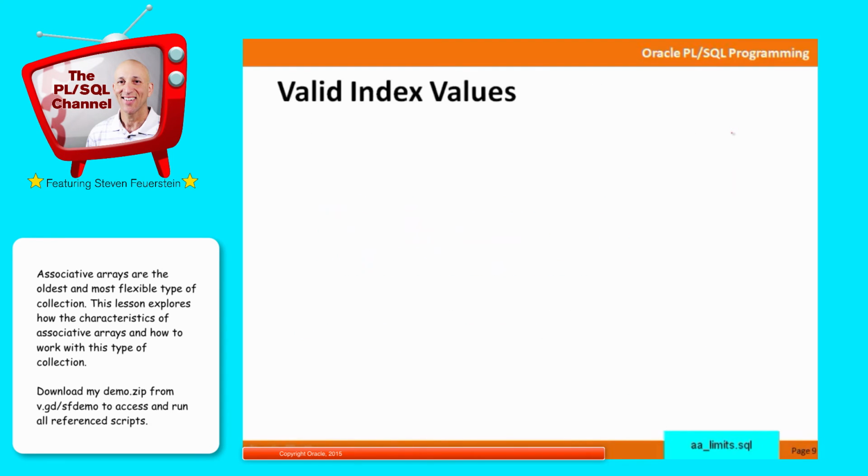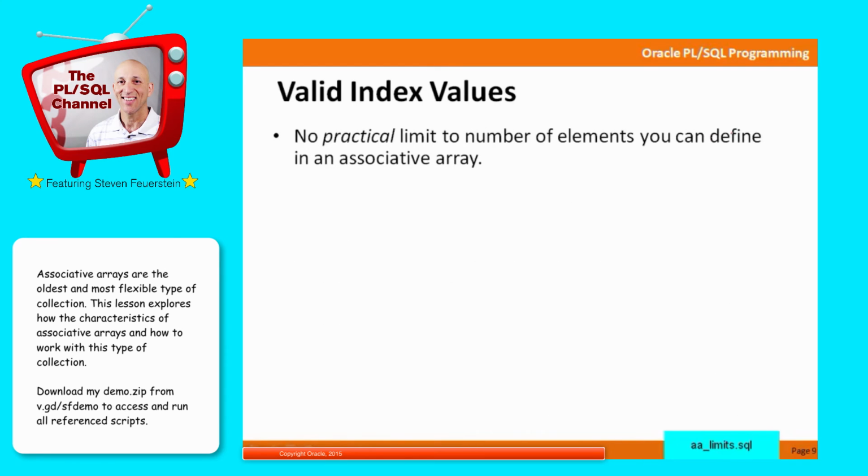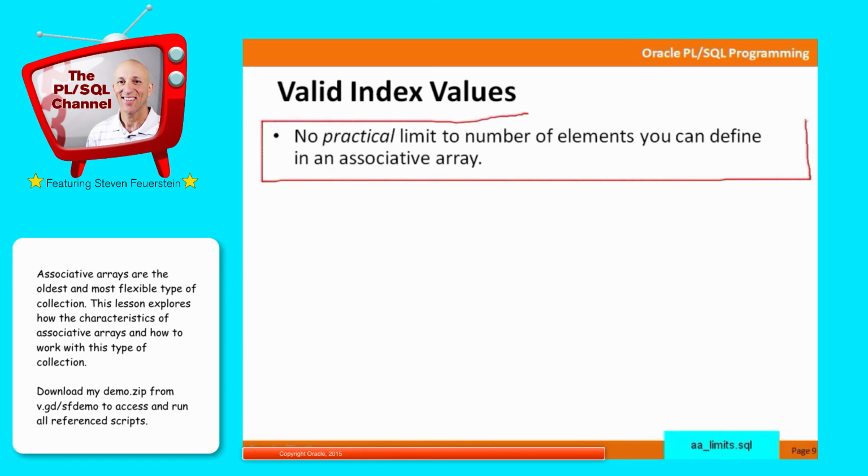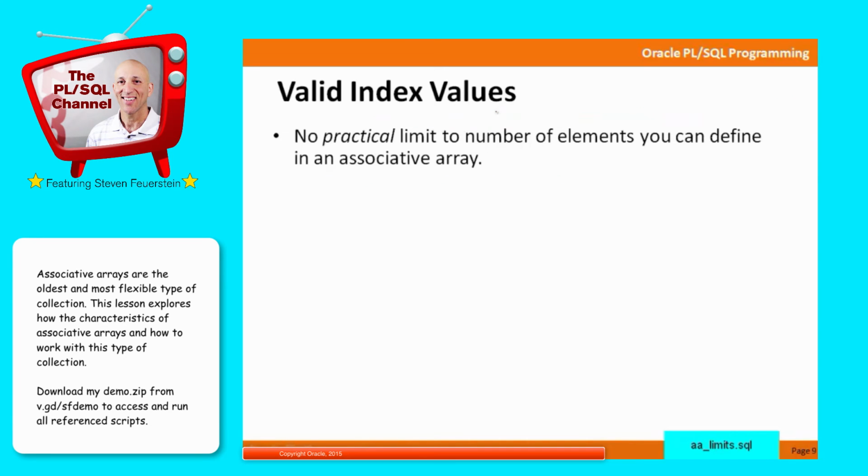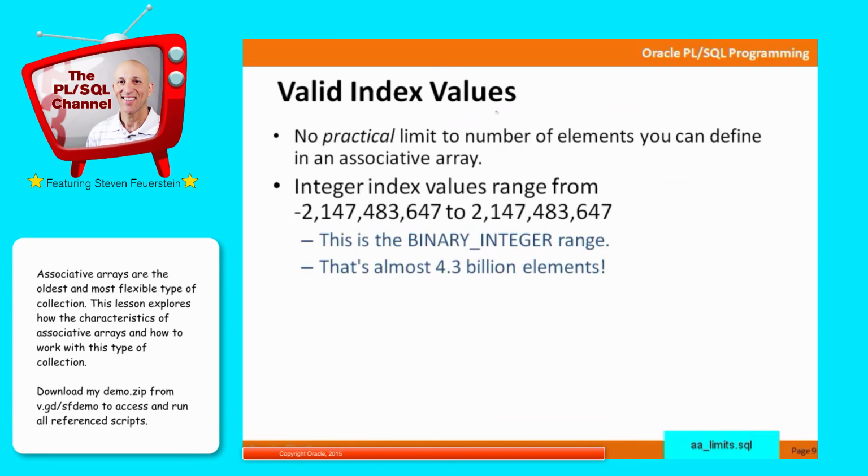Let's talk a little bit more about valid index values. I've talked before about how you can index by integer or by string. So what are the actual valid values that are allowed for these index values? First of all, there is no practical limit to the number of elements you can define in an associative array. In fact, the definition at the beginning of this talk talked about an unbounded list. Well, it's unbounded from the standpoint of practicality. There actually is an upper limit to the number of elements you can define in an associative array.